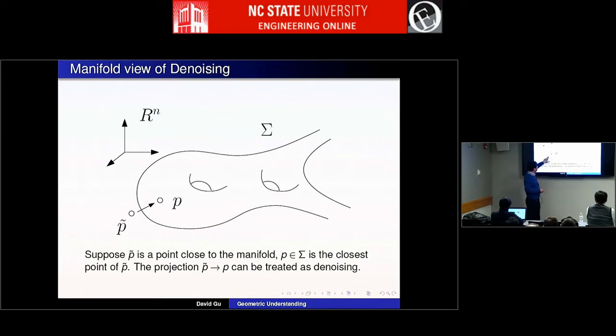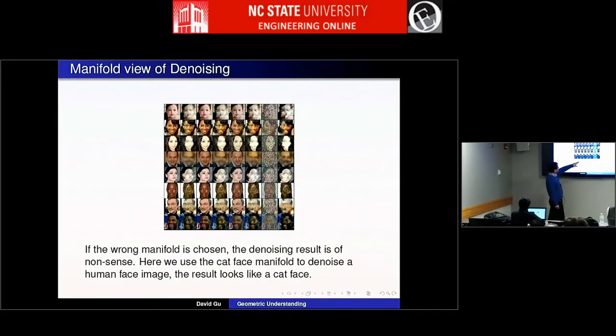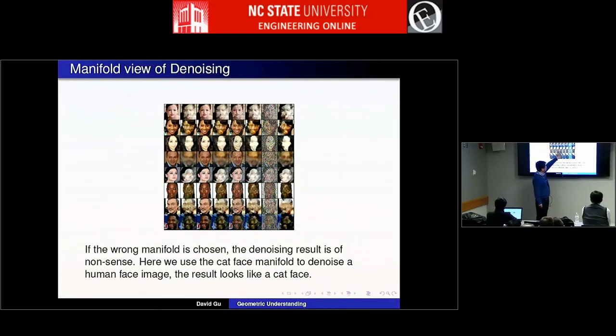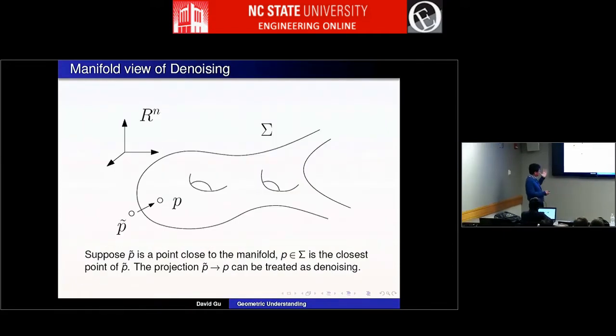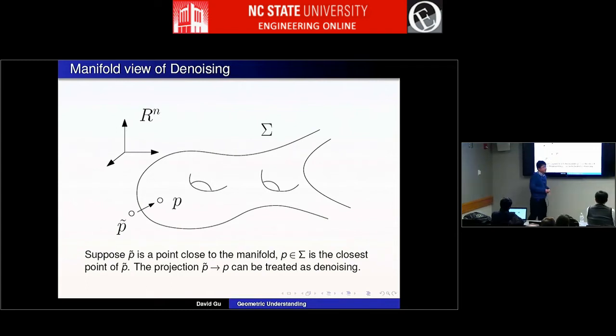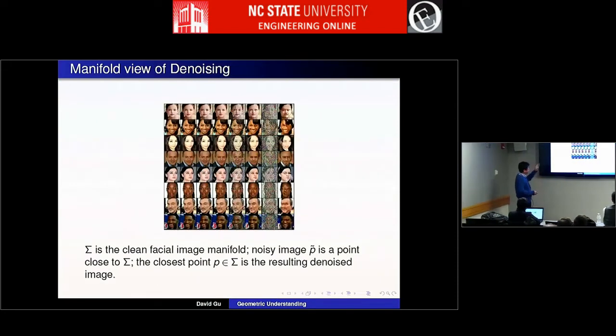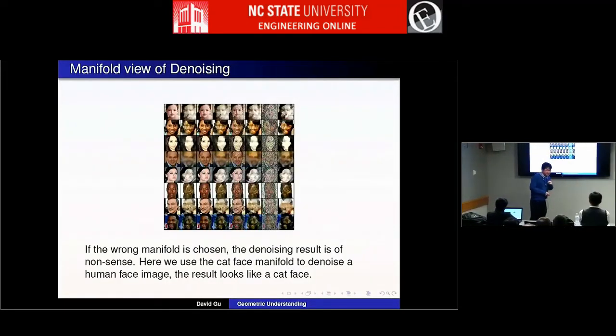When you project a human face onto the cat face manifold, the result doesn't make sense. From one point of view, because we have the prior knowledge, the performance is much better. But the method is not general; it is very specific to the content, and you need to have this manifold at hand. So we can use this view to explain the major applications of deep learning, I think.